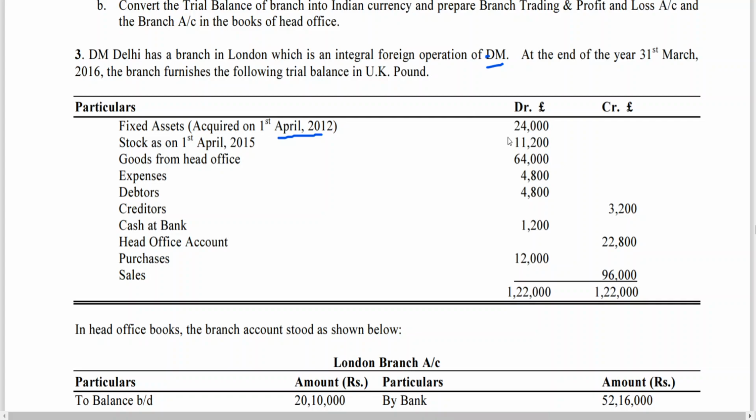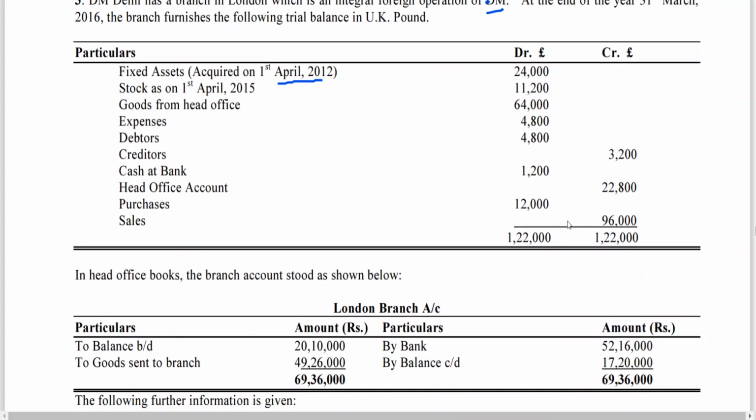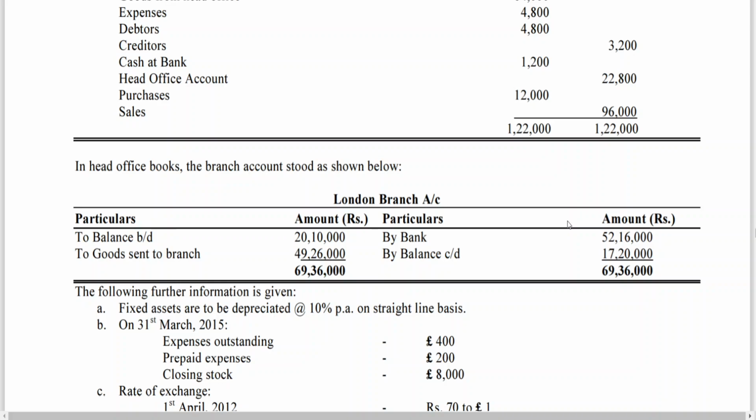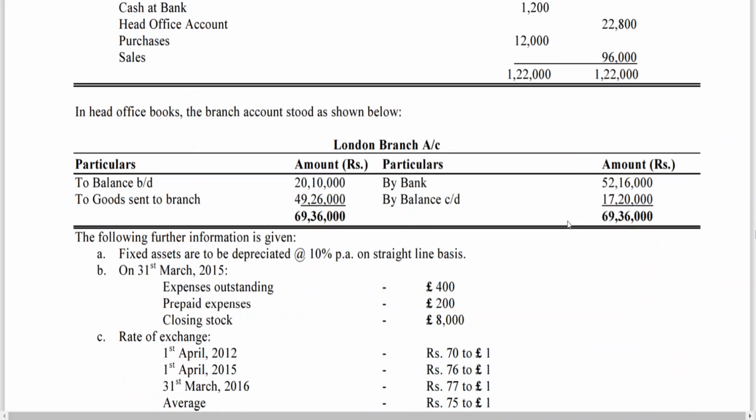pounds. Here it's not dollars, it's pounds. Stock as on 1st April 2015, the opening stock, is 11,200. Then goods from head office 64,000, expenses 4,800, debtors, creditors, cash at bank, head office account, purchases, sales. This information has been given.